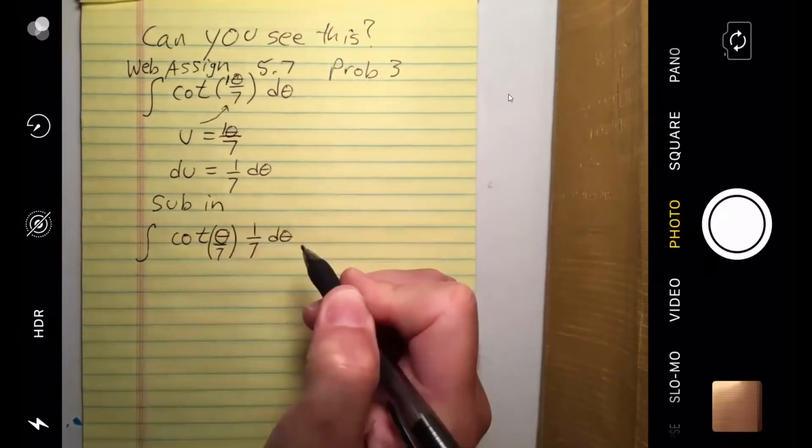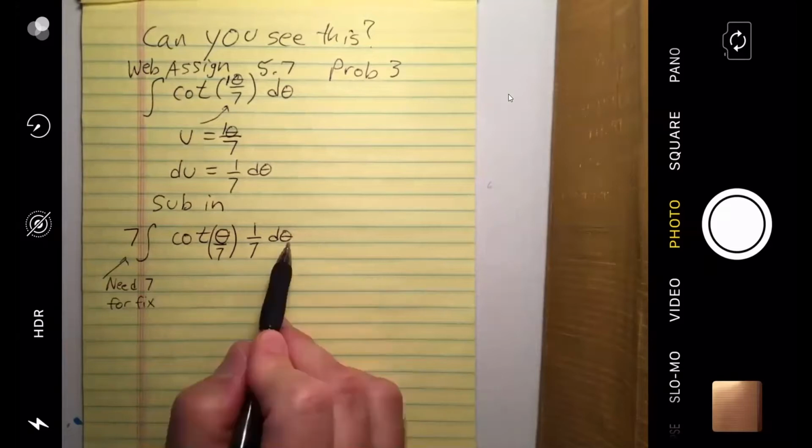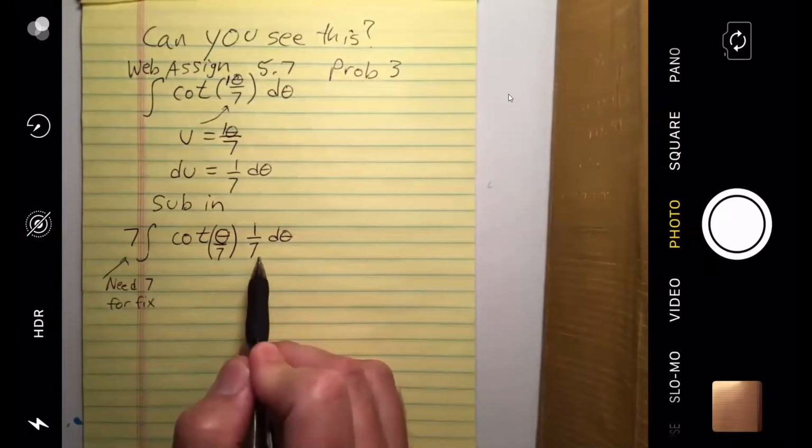And then to fix it, I'm going to need a 7 outside for a fix. So I've got the entire original integral here, but I've stuck a 1/7 here, fixing it with a 7 outside, so nothing has changed off the original integral. Well, now I have a front coefficient of 7.